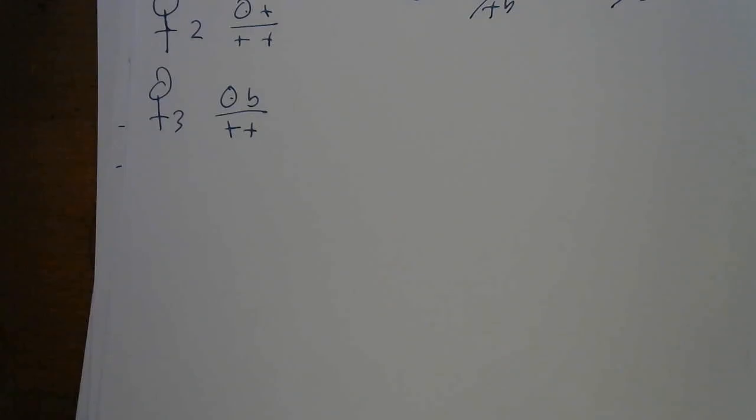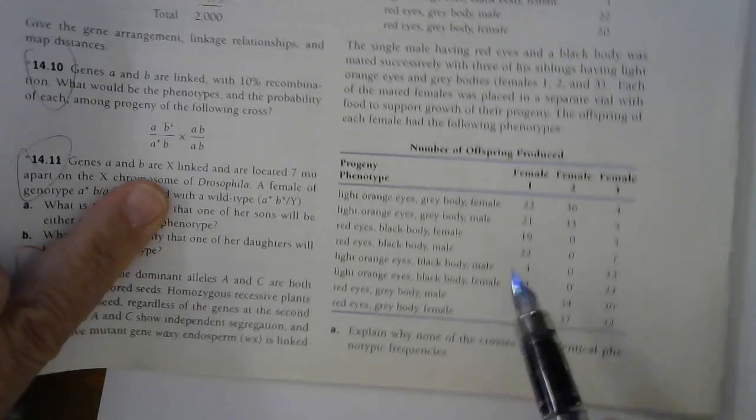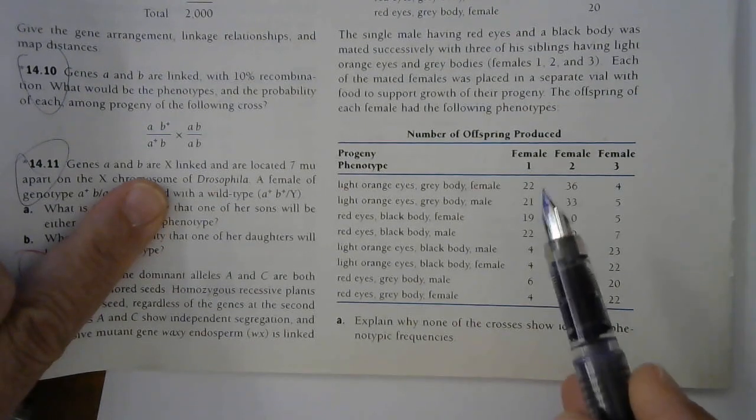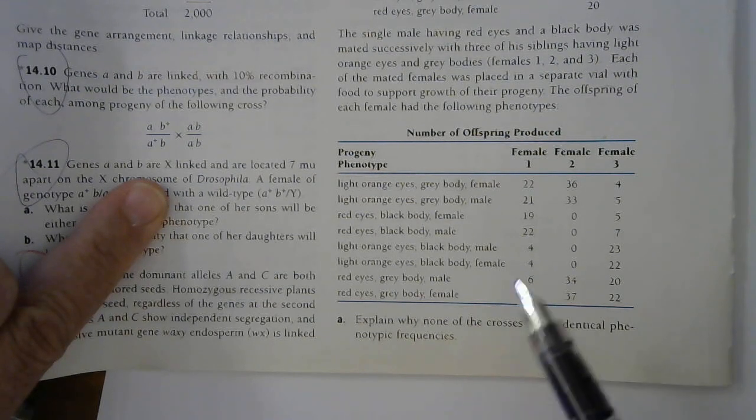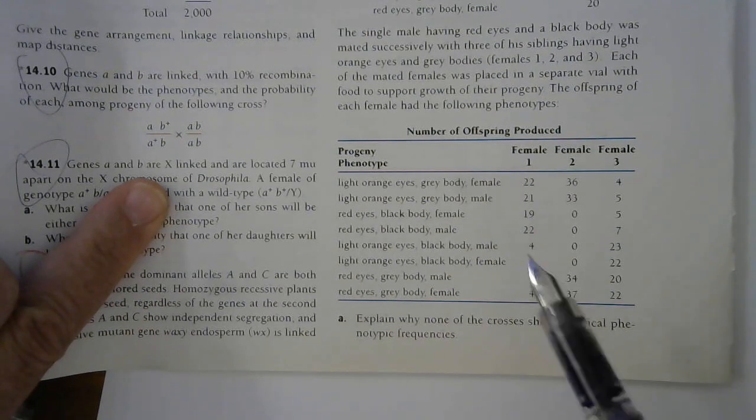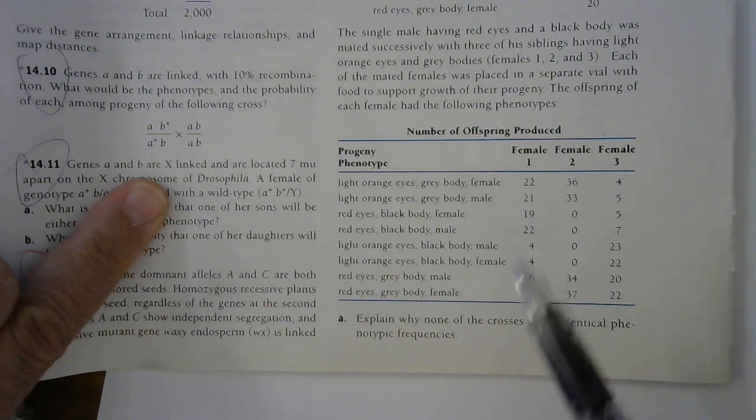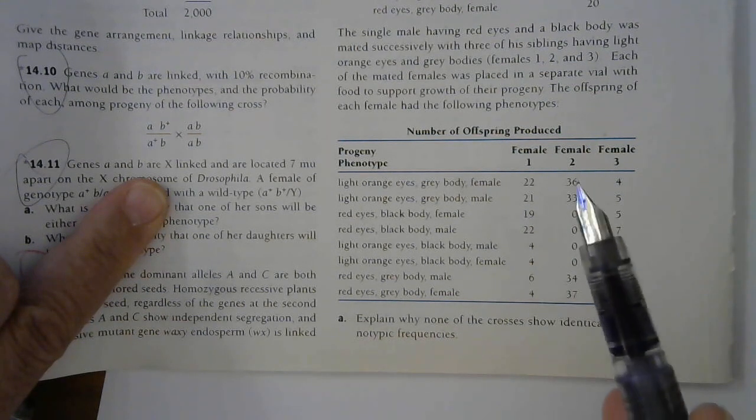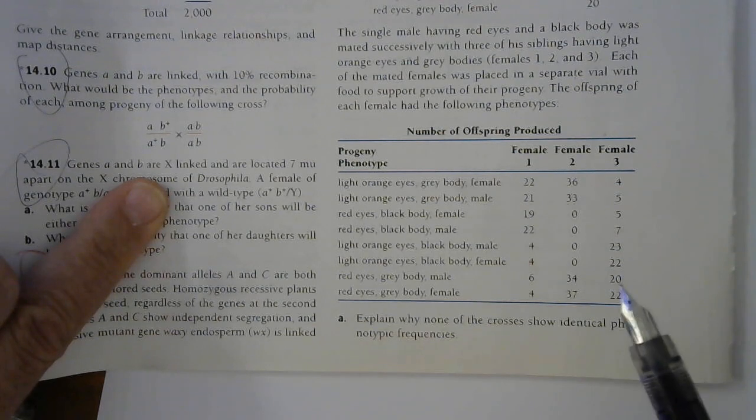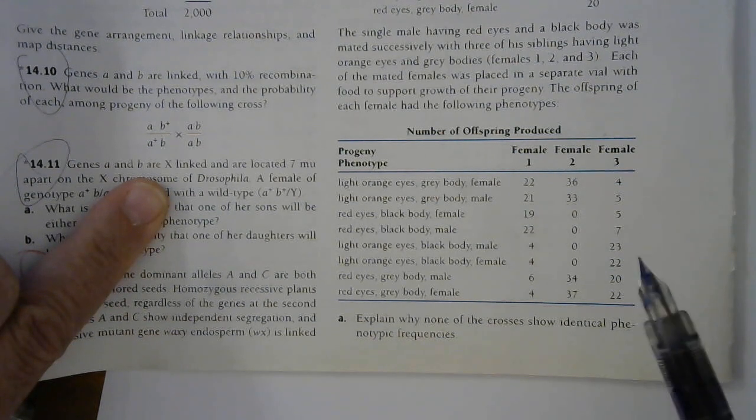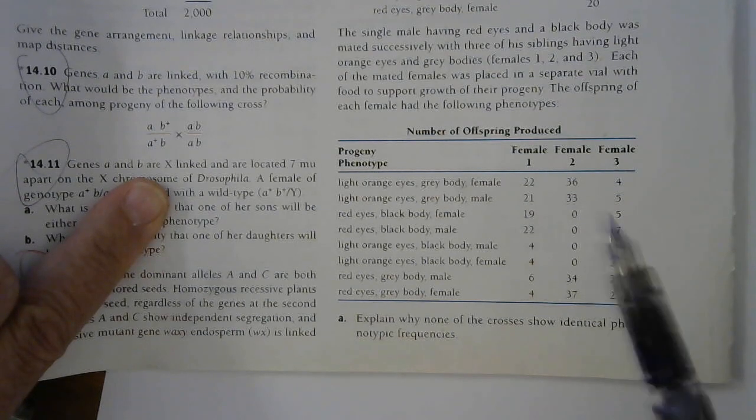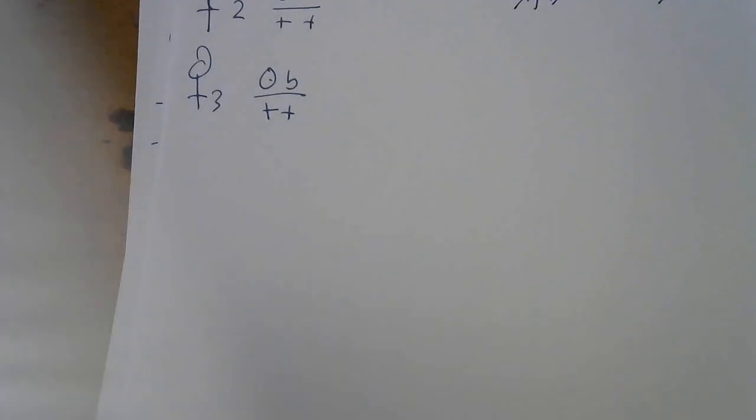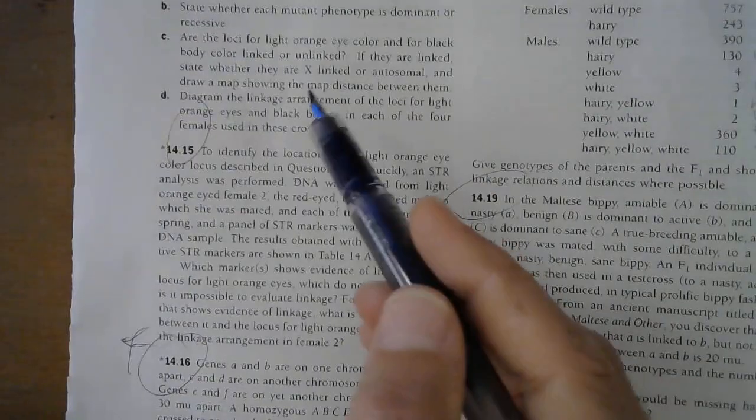Okay, the distance between them would be, well, how many are recombinant here? So we can add up all the parentals, that's around 80, and the recombinants are less than 10. So it looks like around 10%. This doesn't tell us; only the recombinant ones do. And here again we have around 80 parentals and around 15 recombinants. So something less than 10 map units. I don't care to do it precisely.